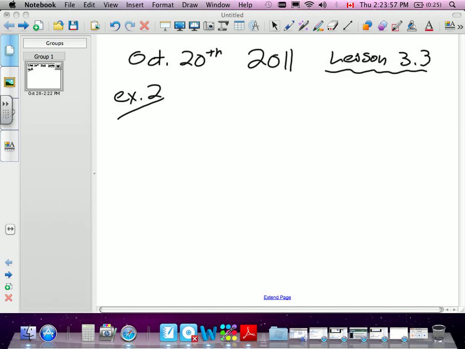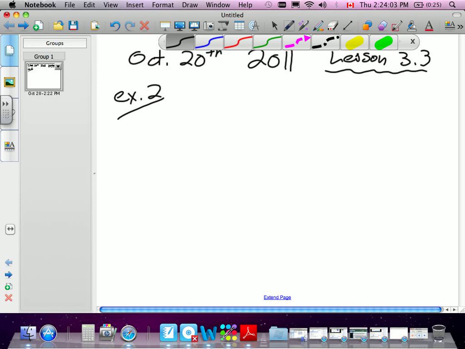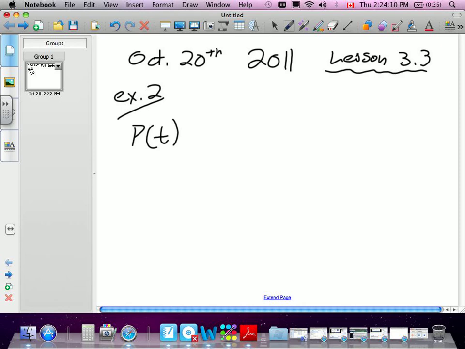All right, example 2 says the population of an Ontario city, let's say it's maybe Toronto, is modeled by the function. So the population of the city, over t, time in years, is modeled by this function: P(t) = 0.5t squared plus 10t plus 300. P at t is our population in thousands, and t is the time in years, okay?